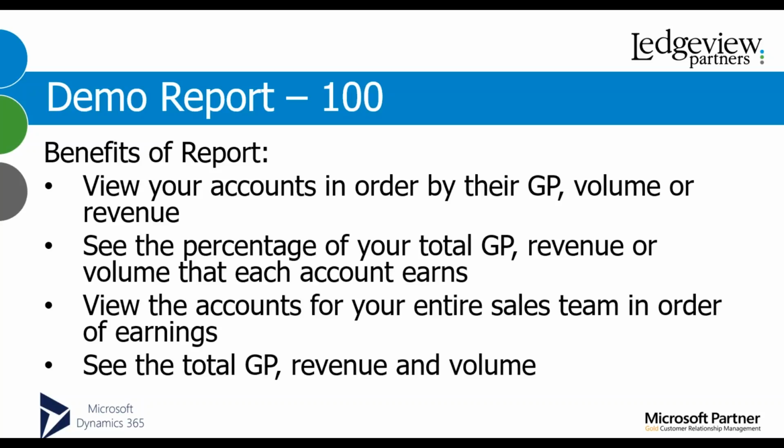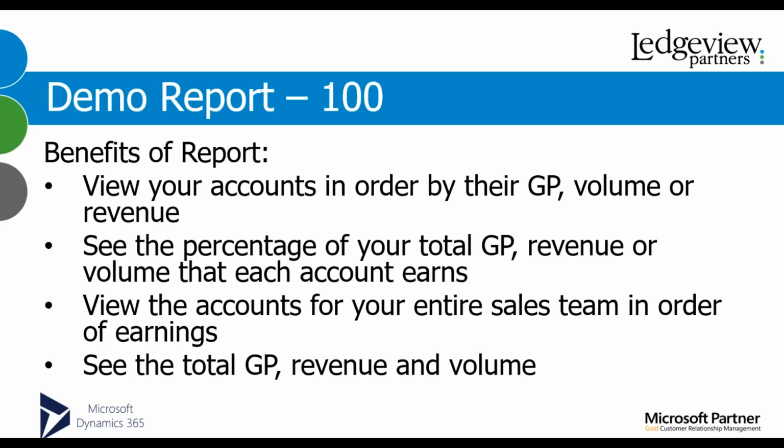And one of the features that I love the most, you can see the percentage of the total gross profit, revenue, or volume, depending on which one you're selecting, that each account earns. So if you have an account that's accounting for 25% of your total gross profit, that's your biggest account. That's one you're going to want to focus a lot of time on. So it helps you understand your customers, how much they're buying, how much of your book they're representing, and it helps you prioritize.